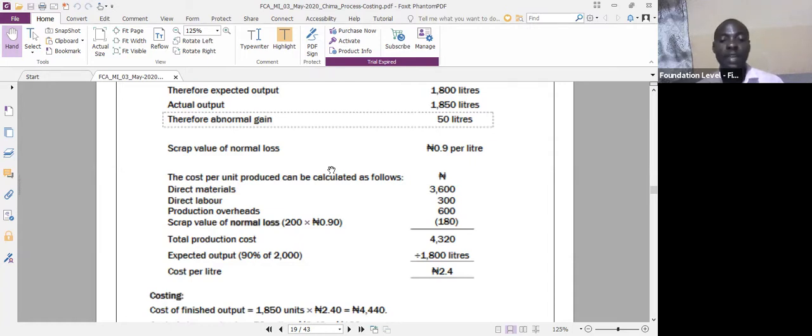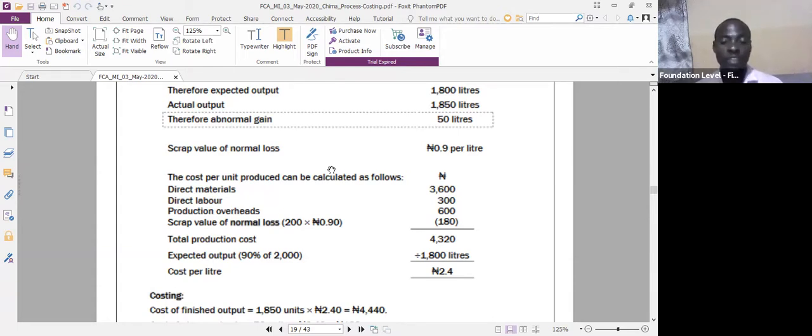So after getting our direct material, direct labor, production overhead, we'll have to deduct the normal loss, this value of 180, from whatever we have calculated before. So instead of 4,005 and now dealing with the abnormal loss, we are going to remove this 180 naira as the scrap value for the normal loss.